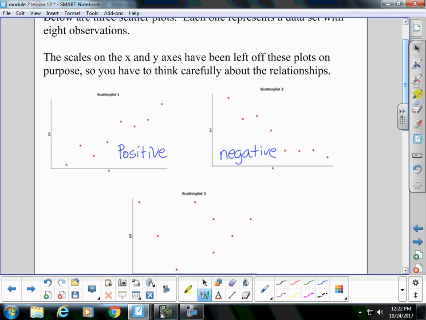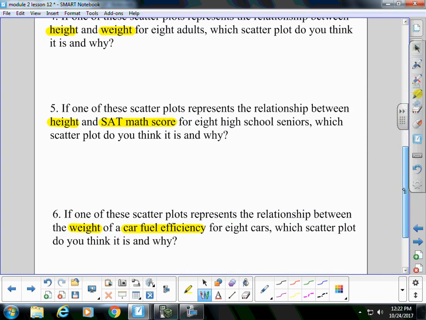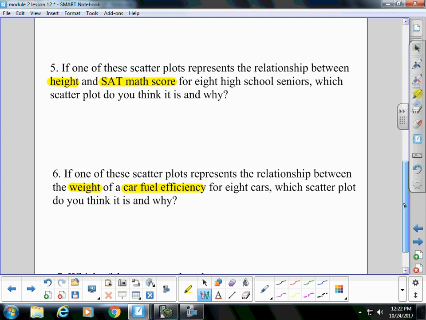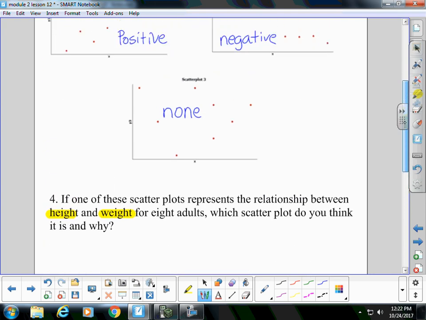Whereas this one here, the dots are all over the place, so this one is no relationship. So we have to think about which one of these situations would be a positive, a negative, and no relationship at all. I think I've given you guys enough time to think about that.